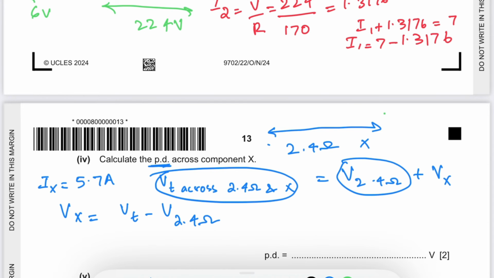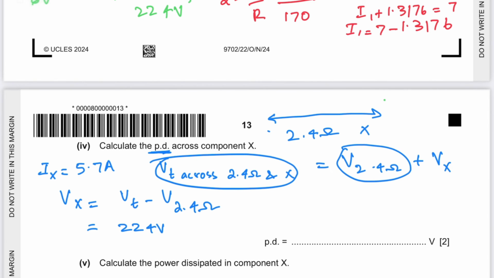The total voltage supplied to the upper branch of the parallel combination, remember, was 224 volts. Even though you don't have the voltage across the 2.4 ohm resistor, you can find it by calculating using Ohm's law, V = IR. So the current is 5.7 amperes times 2.4 ohms. That leaves you with 210 volts for your answer. That's the potential difference across X.